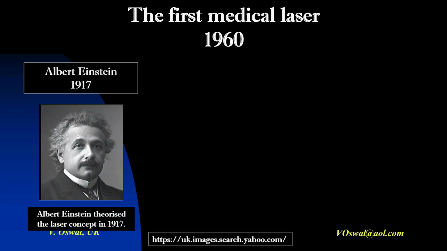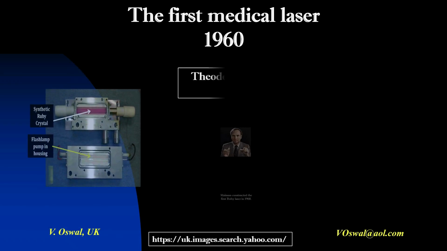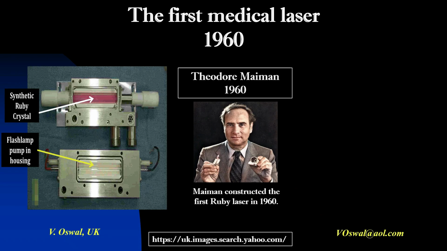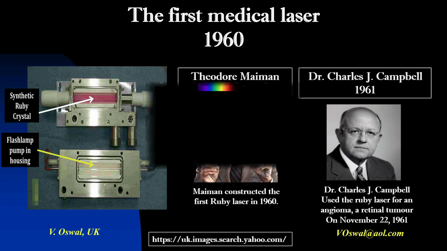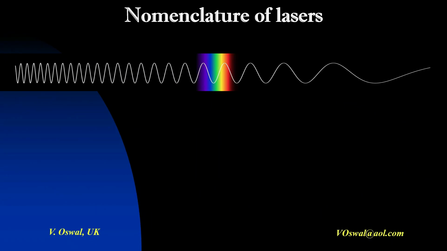Although Albert Einstein theorized the concept of lasers in 1917, it wasn't until 1960 that the first working laser was built by Theodore Maiman using a ruby crystal as its active medium. This marked the transition from theory to reality. A year later, in 1961, Charles Campbell demonstrated the medical potential of lasers by successfully removing an angioma in the retina, indeed a milestone in the use of lasers. So, how were the medical lasers named?